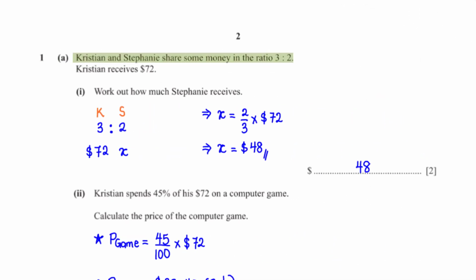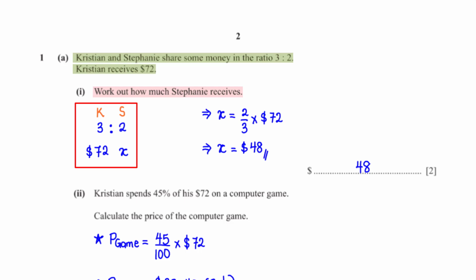Christian and Stephanie share some money in the ratio 3:2. Christian receives $72. Work out how much Stephanie receives. In the setup, we've noted the ratio in which Christian and Stephanie share the money. If Christian receives $72, then how much does Stephanie receive?